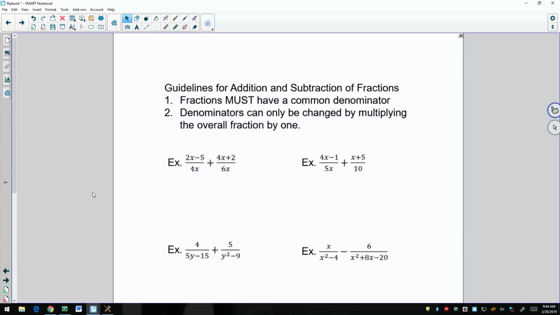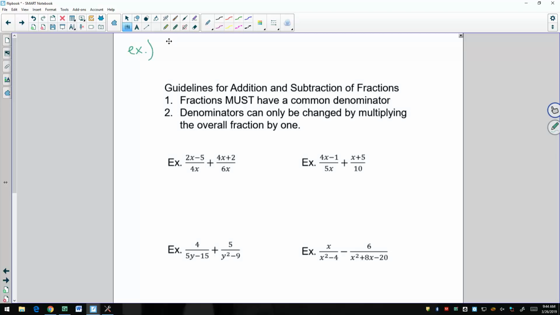So this video is on Unit 10, Lessons 8 and 9. And in Lesson 8, we are talking about adding and subtracting with fractions. So if you read the first two pieces of information up here, you must remember that fractions must have a common denominator in order to add or subtract.